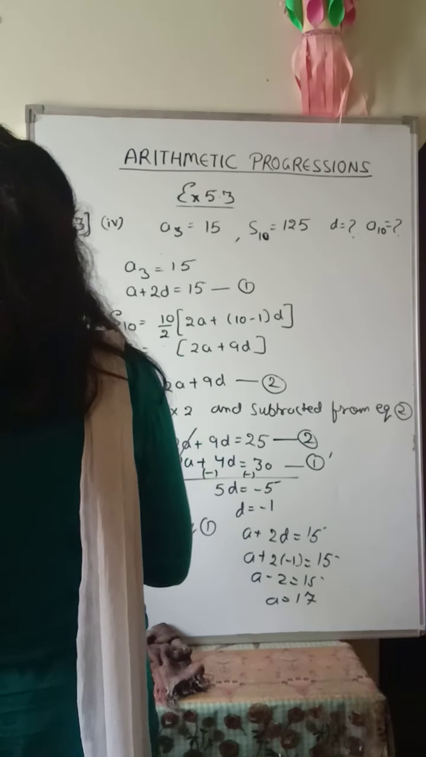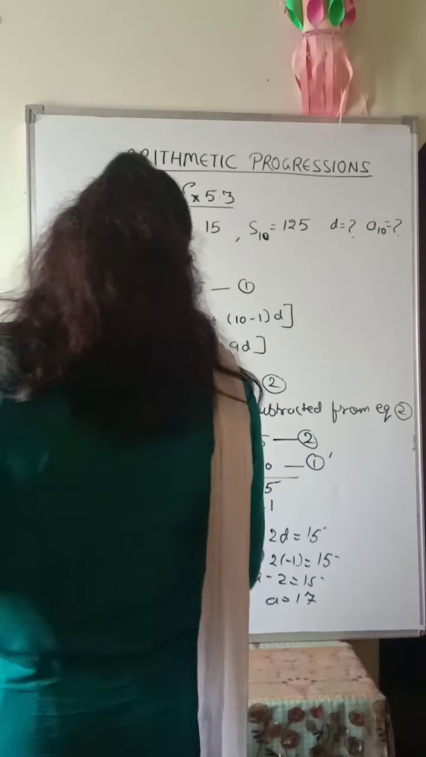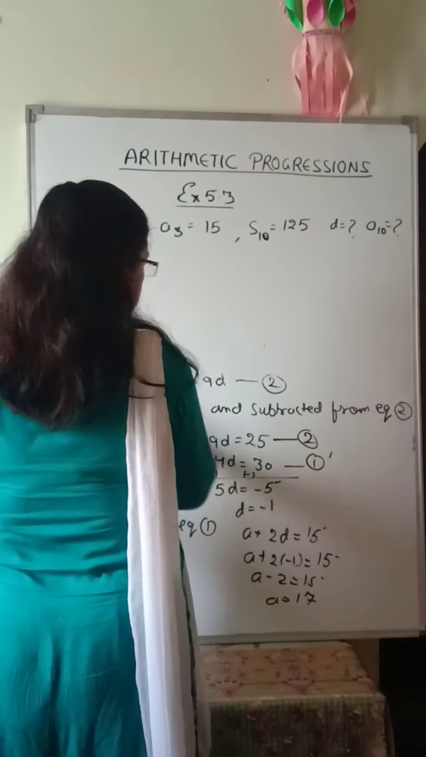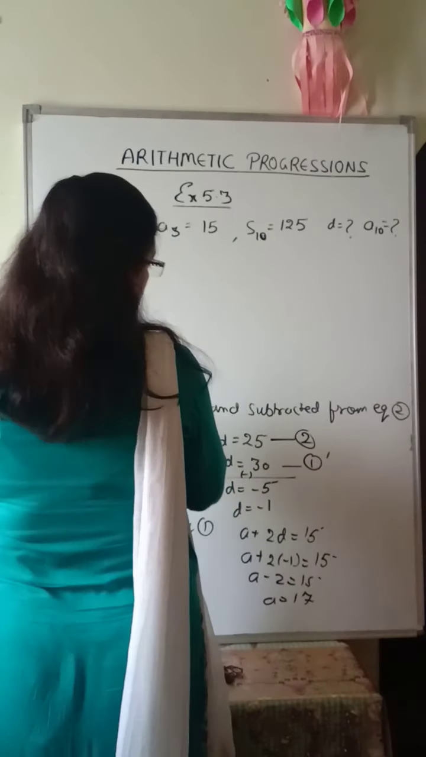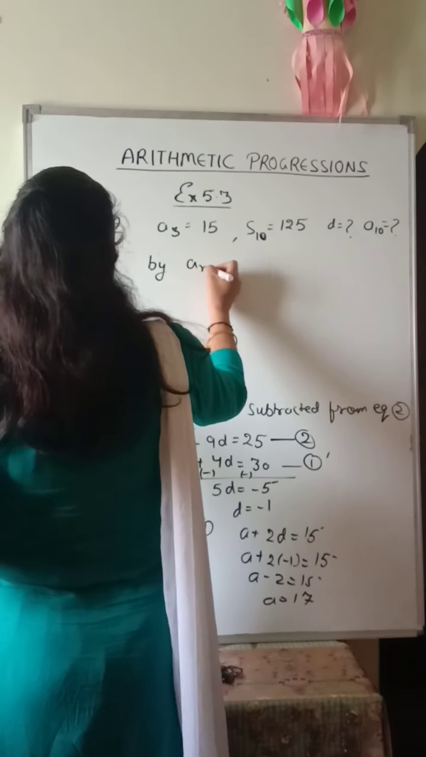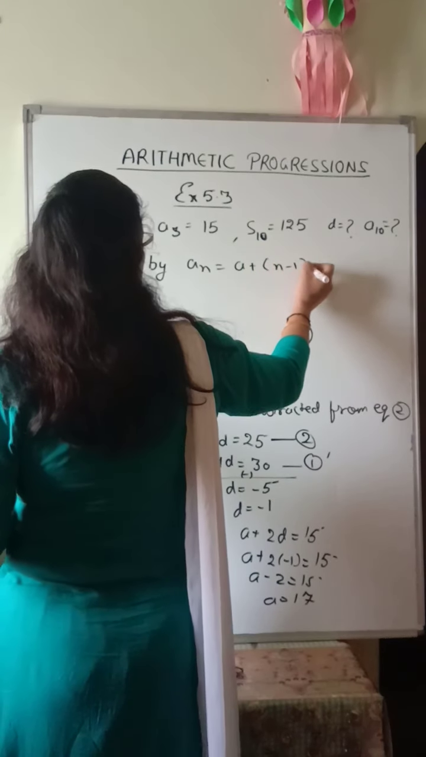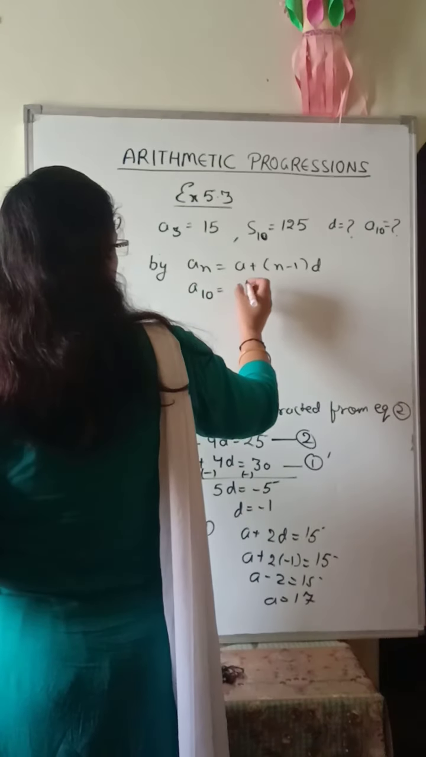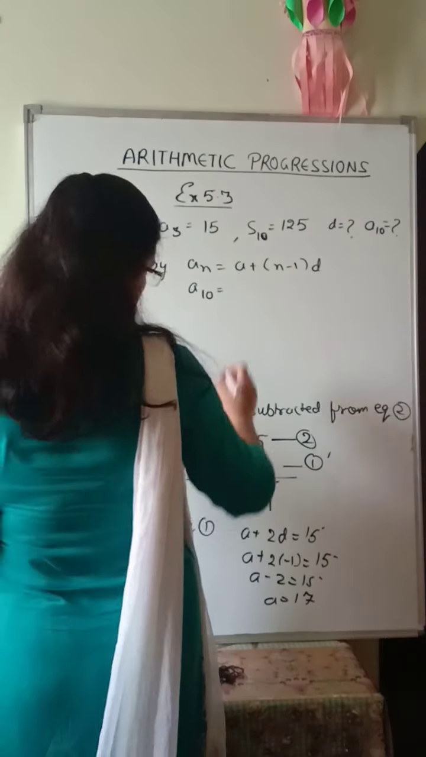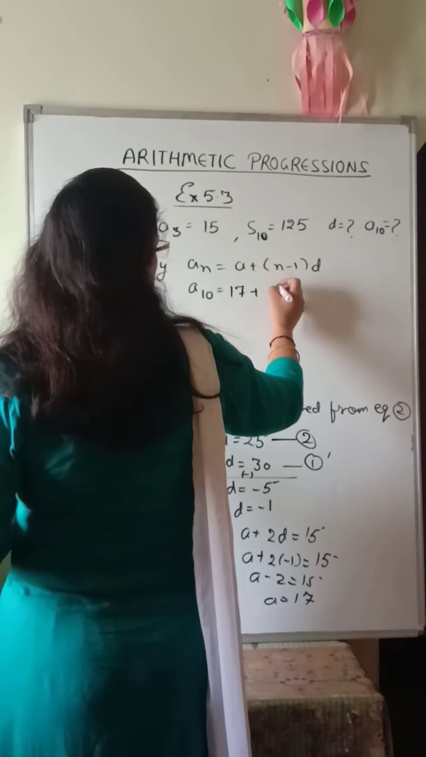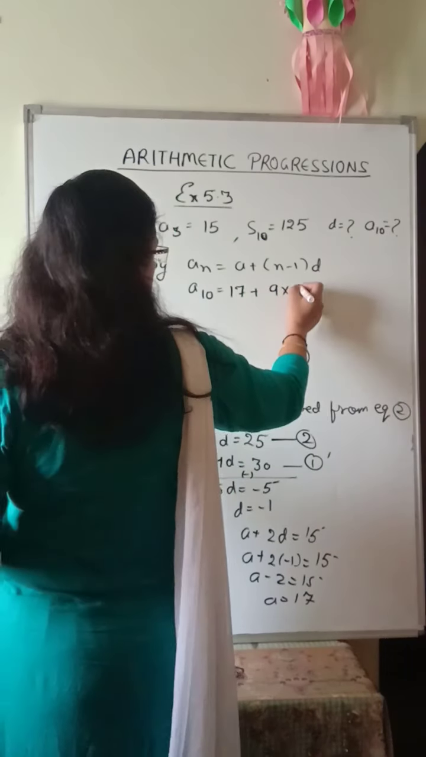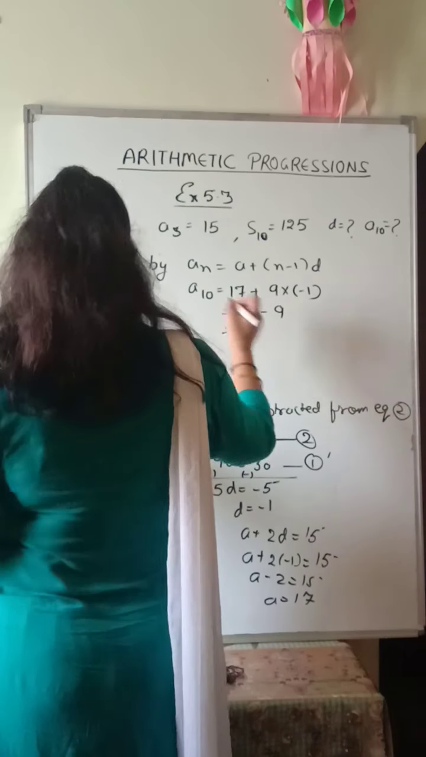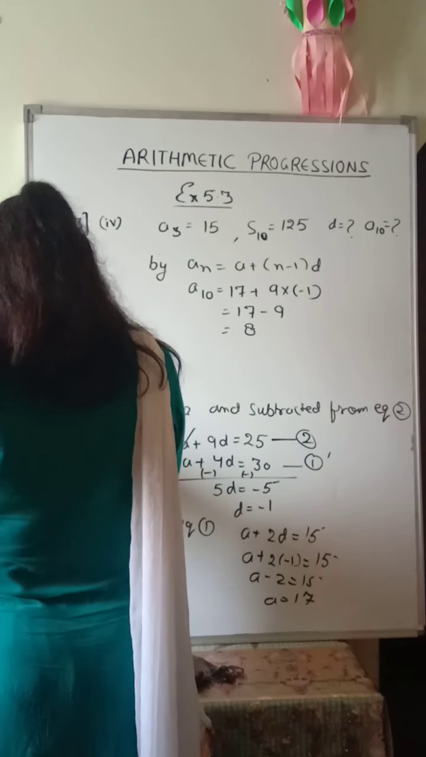Now what do we have to do? We have to find the 10th term. So let us find the 10th term. Which formula will we use? The nth term equals A plus (n minus 1) into D. So in the place of n now we will put 10. The 10th term equals, what is A? We got 17, plus 10 minus 1, 9, into D, which we got as minus 1. So 17 minus 9, we got 8. Okay, so the answer is 8.